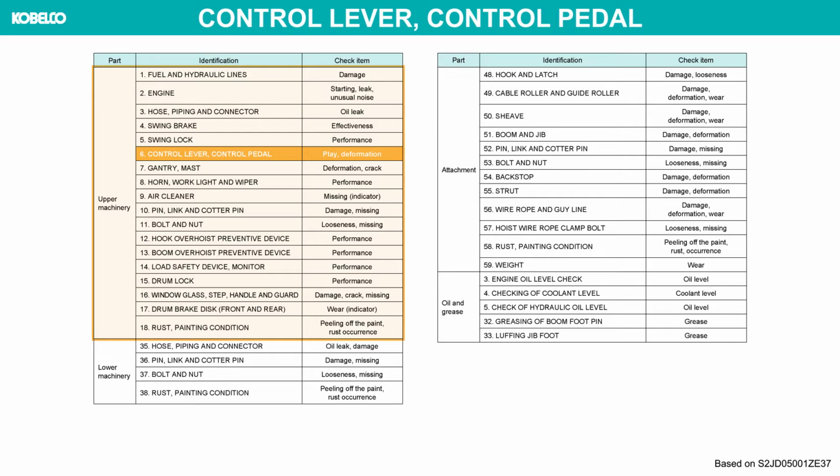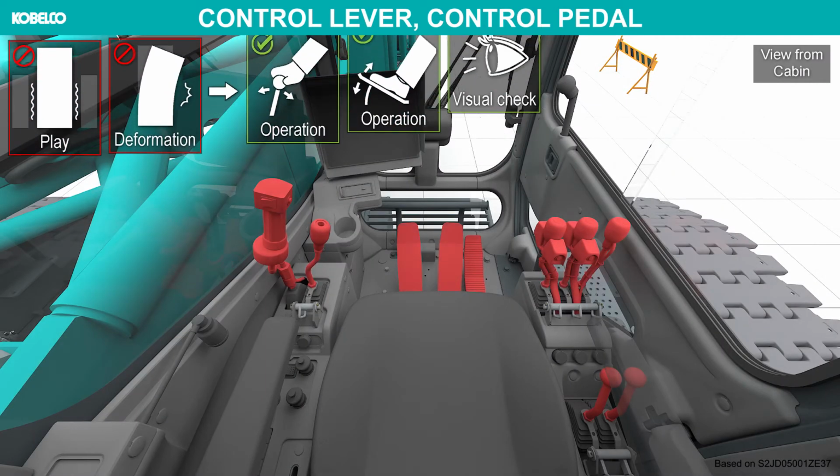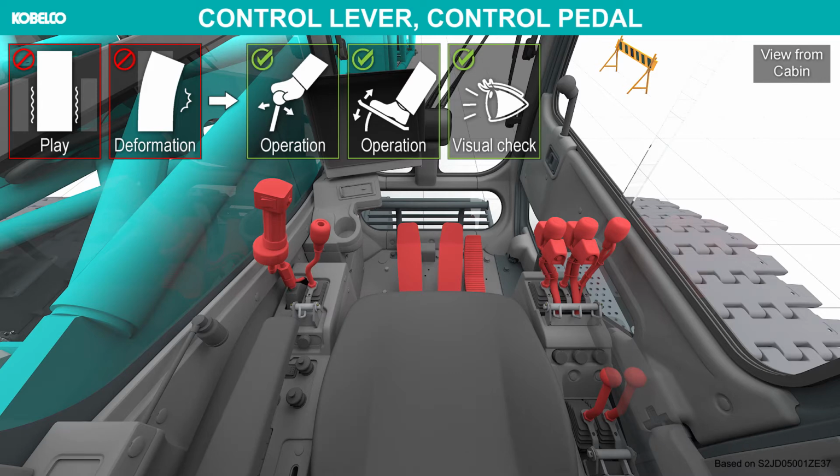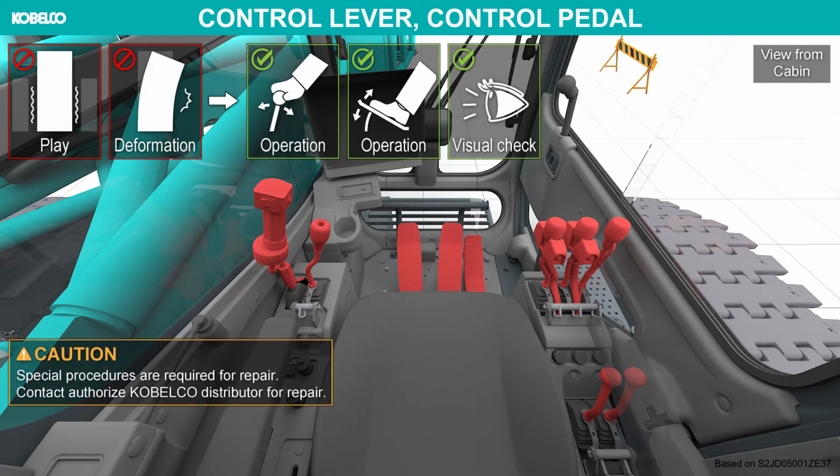Control lever, control pedal. Check the control lever and control pedal for unusual play and for damage. Special procedures are required for repair. Contact authorized Kobelco distributor for repair.